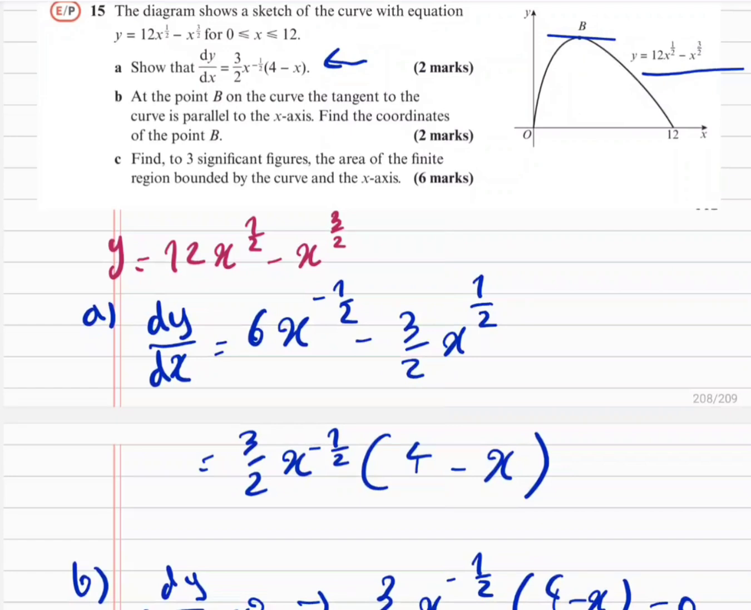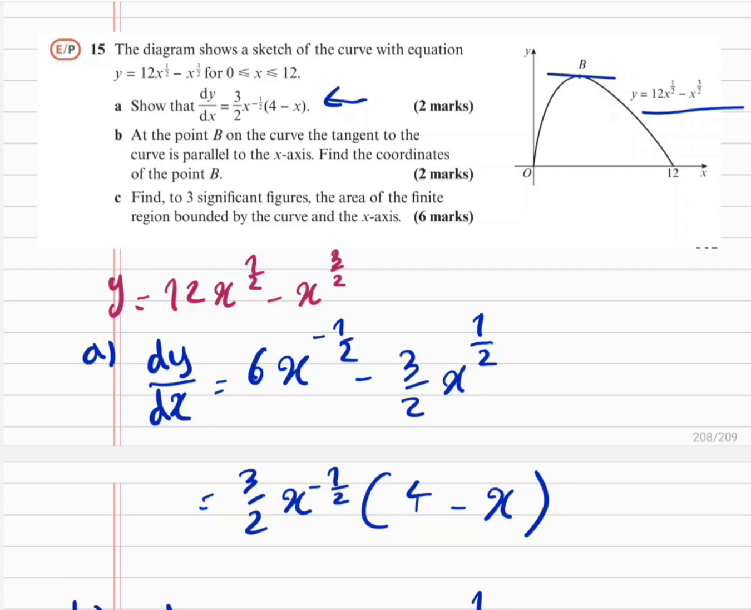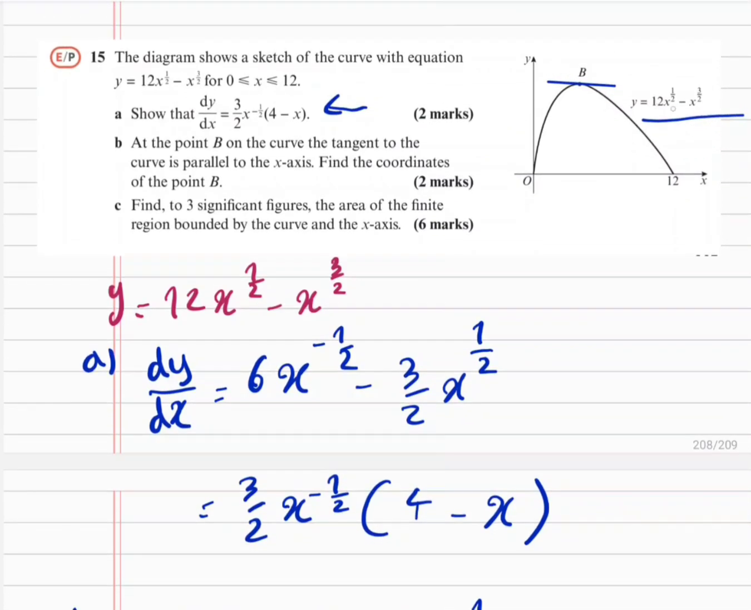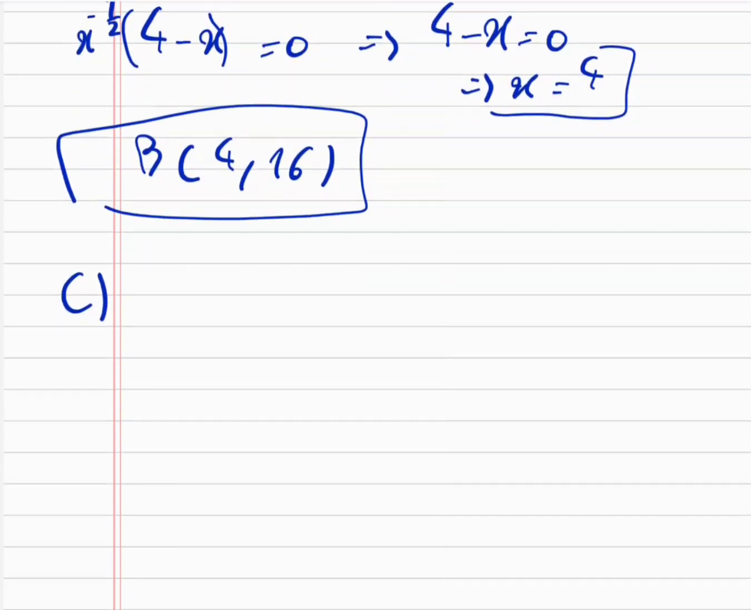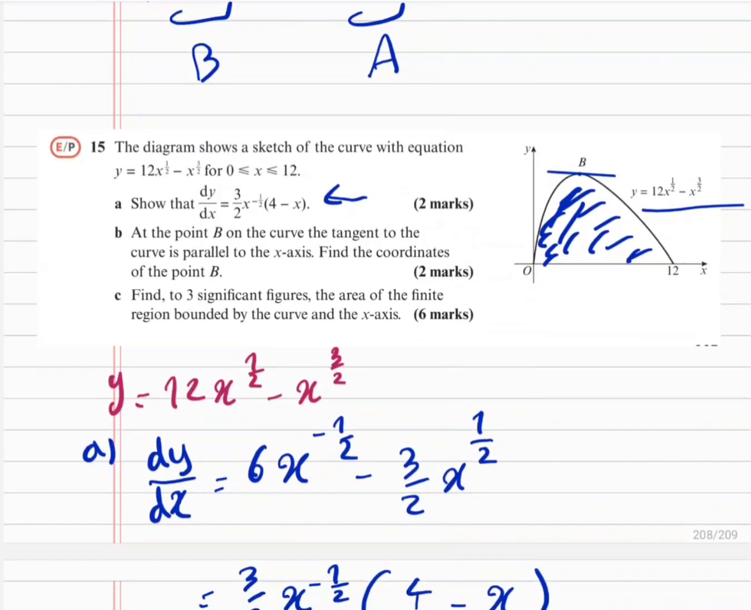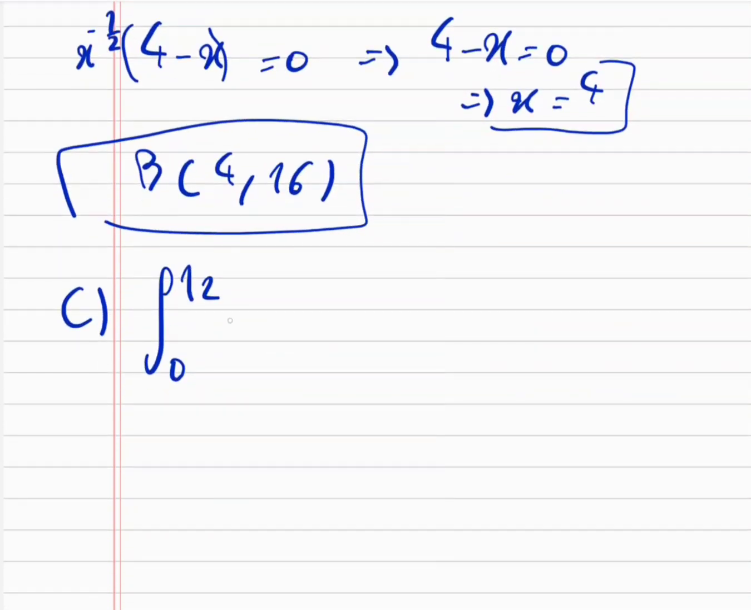So part C, to two significant figures, we want to find the area of the finite region bounded by the curve and the x-axis. This part is very straightforward, because just integrating this equation is going to give us the area of this region that is bounded by the curve and the x-axis. We just integrate this from 0 to 12. Those are the limits, and obviously we are integrating y, so it's 12x to the power of a half minus x to the power of 3 over 2 dx.